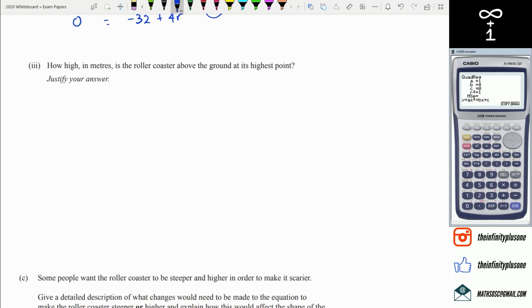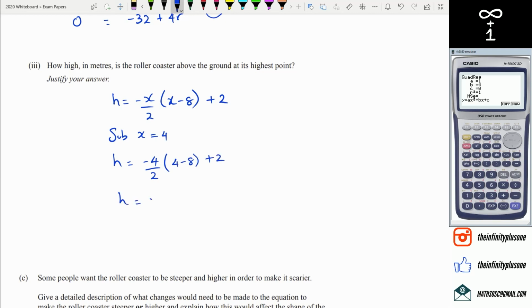So our equation is going to be h is equal to minus x over 2, times x minus 8, plus 2, and we're going to substitute that x is equal to 4. So we're going to get h is equal to negative 4 over 2, and we've got 4 minus 8, plus 2. So we're getting negative 2 times negative 4 plus 2. When you simplify this, you're going to get 10 meters.